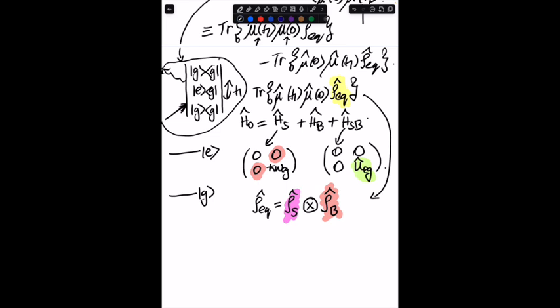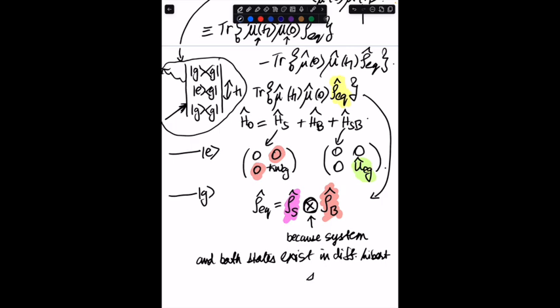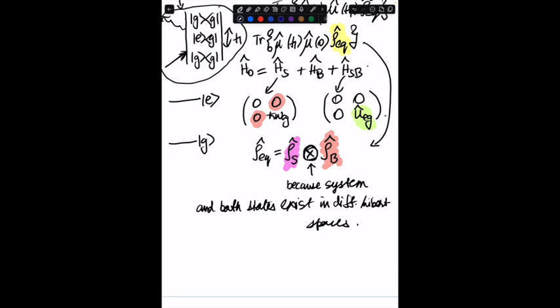So that's why you need to use this direct product or tensor product notation, because system and bath states exist in different Hilbert spaces, right? So that's why you write it in this direct product notation.